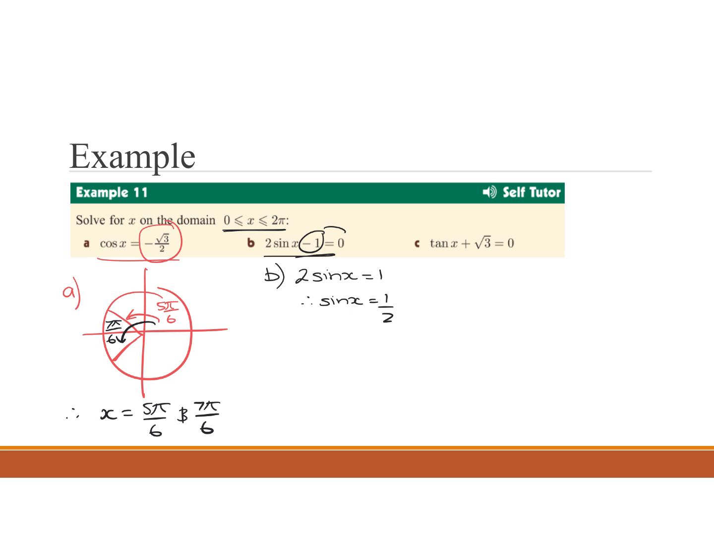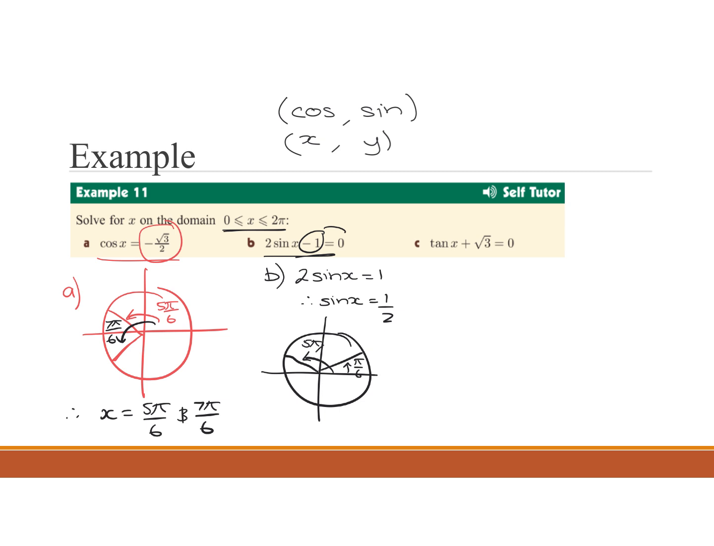Remember, I'll just write it here, cos and sine. So remember you've got x and y. So we're looking for a y coordinate that's equal to a half. If we have a look on there, hopefully you can see, just draw it out, we've got pi on 6. And then if we come across, you also see that we've got 5 pi on 6.